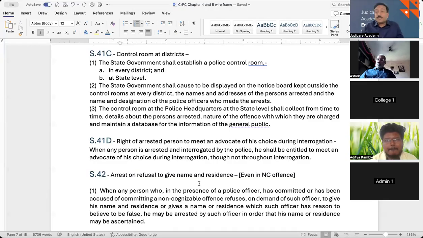Now, this is also available on the Pune Police and Pimpri Police websites. So it is available on most of the police websites. The control room at the police headquarters at the state level shall collect from time to time details about the persons arrested and the nature of the offences with which they are charged, and maintain a database for the information of the general public. And this is also reported to the central database. So this complete information is there. Plus, on top of that, for every arrest made under a non-bailable offense, a report has to be sent to the district magistrate on a regular basis.